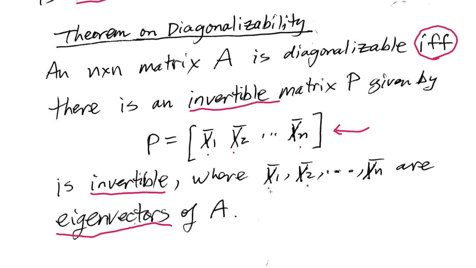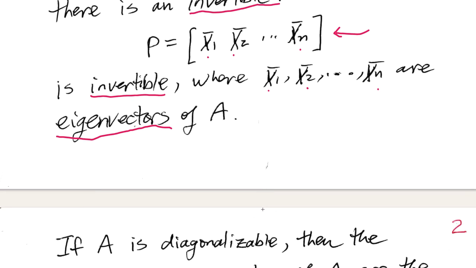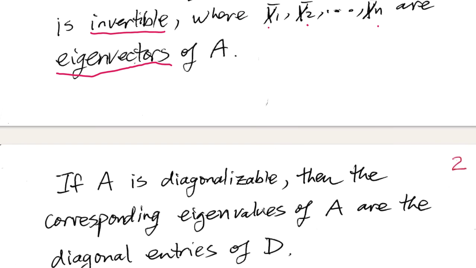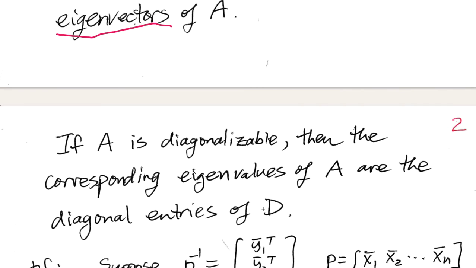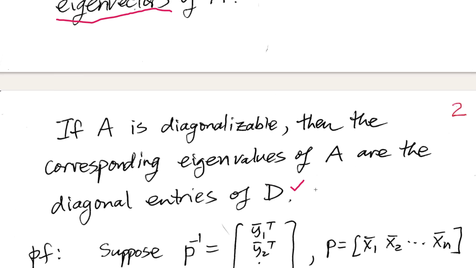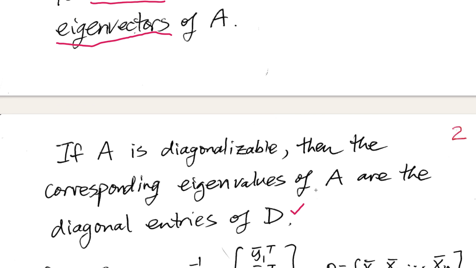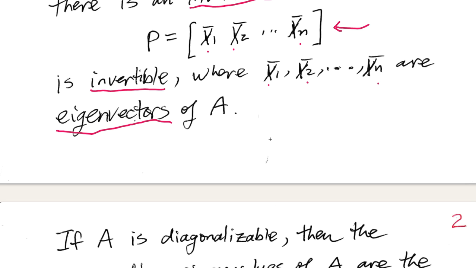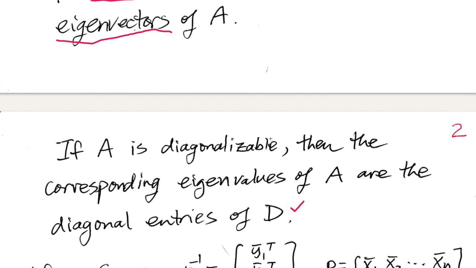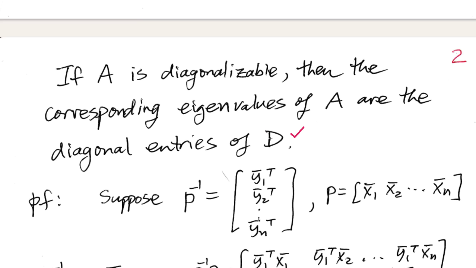And here's the punchline though. The x1, x2 to the xn, the columns of the matrix, are actually eigenvectors of A. Now here's a little bit more that we will also see. If A is diagonalizable, then the corresponding eigenvalues of A are actually the diagonal entries of D. So the entries down the main diagonal will be the corresponding eigenvalues of those various eigenvectors up here. And we shall see that.